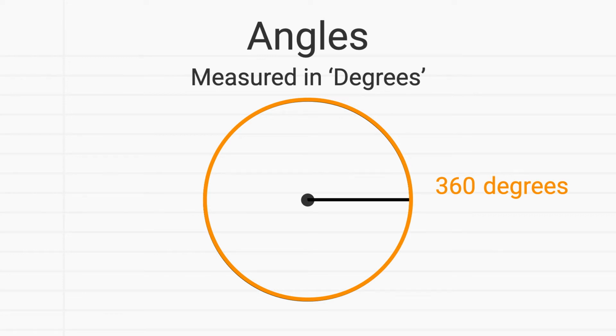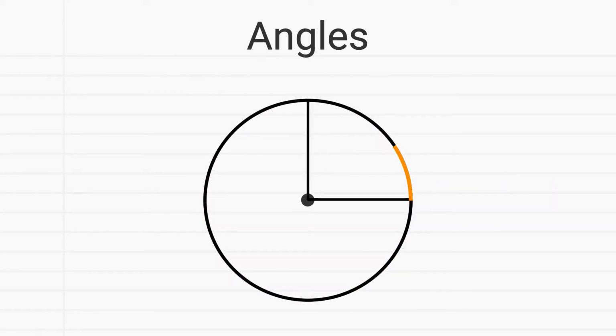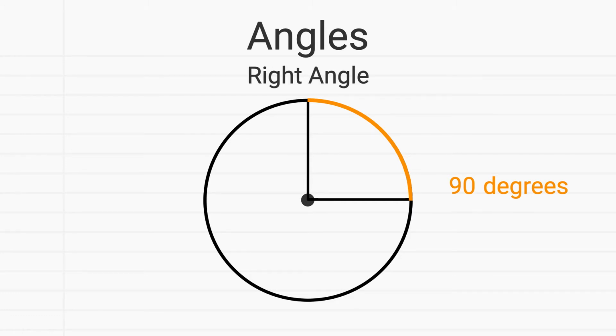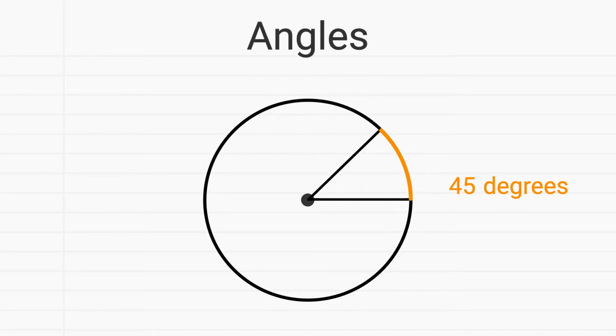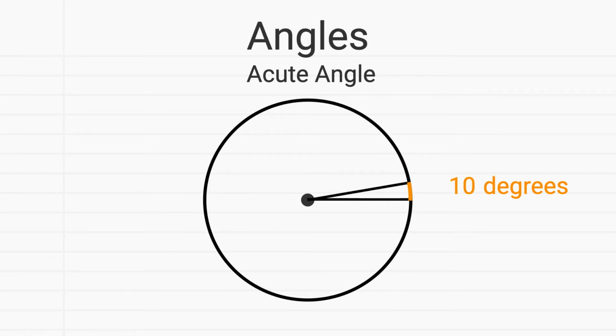Now, there are some other terms you should be familiar with. If our angle looks like this, if it's exactly 90 degrees, then we can call it a right angle. If it's smaller than that, say if it's 45 degrees, then it's called an acute angle. So a 45 degree angle is acute, a 60 degree angle is acute, and a 10 degree angle is acute. As long as it's smaller than 90, we can call it an acute angle.